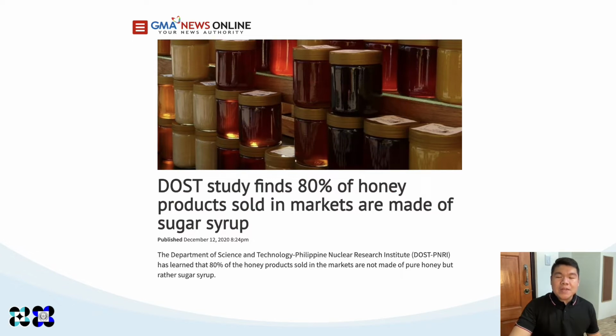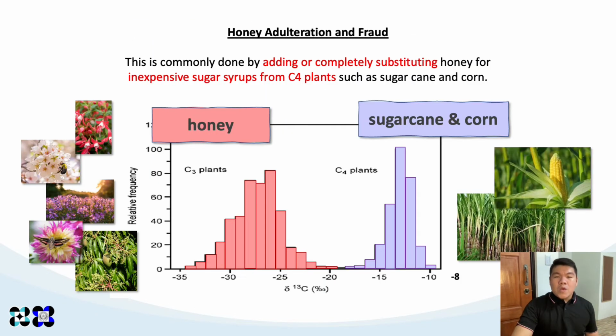Unfortunately, in the phase 1 of our project, we found out that about 80% of the local honeys being sold in our markets are adulterated or completely substituted with sugar syrup. We were able to tell this using the stable isotope of carbon, particularly carbon-13. Now, in nature, the signature of carbon-13 of authentic honey and the common adulterants such as sugar cane and corn are completely different from each other, as we can see from this plot.